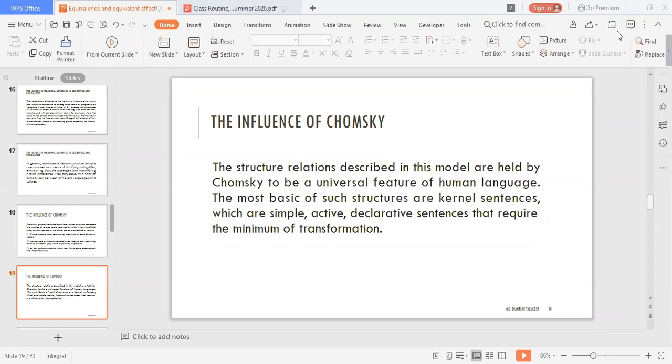The most basic of such structures are kernel sentences, which are simple, active, declarative sentences that require the minimum of transformation. See, the most basic structures are kernel sentences. Kernel sentences means the basic sentence structure, okay? Like simple sentences, active sentences, and declarative sentences.